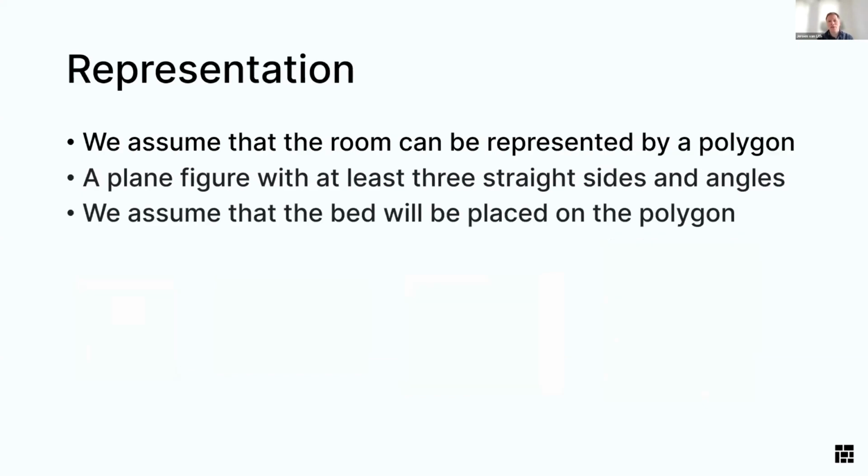So maybe what we can do is take some assumptions. We can assume, for example, that the room can always be represented by a polygon, and the polygon is basically just a closed polyline. And we can also assume for now, to make it a little bit easier for ourselves, that the bed will always be placed on that polygon, so always on the edge of the room.